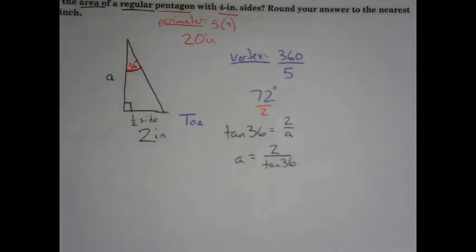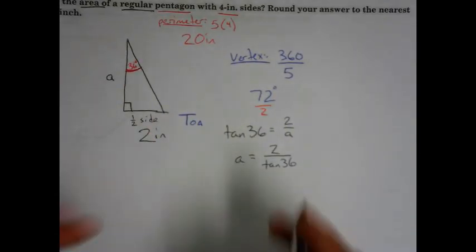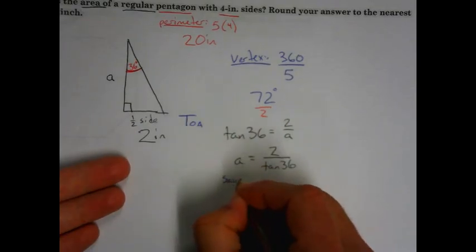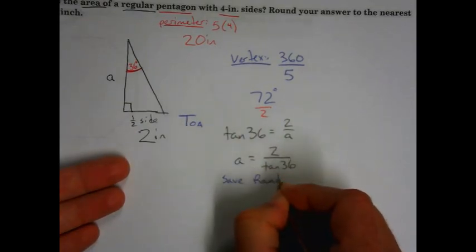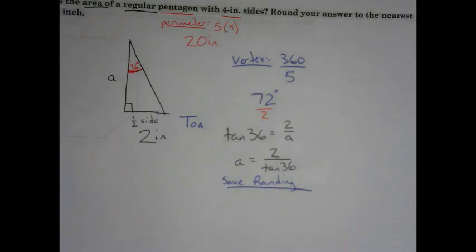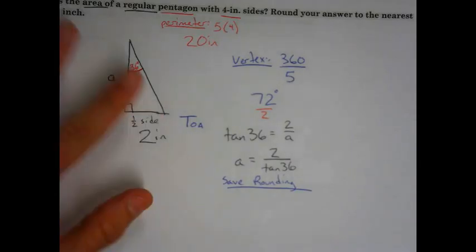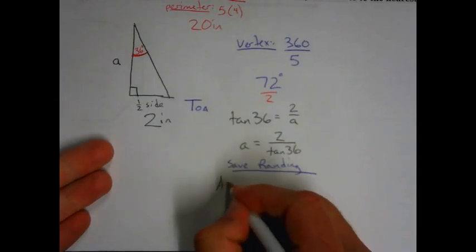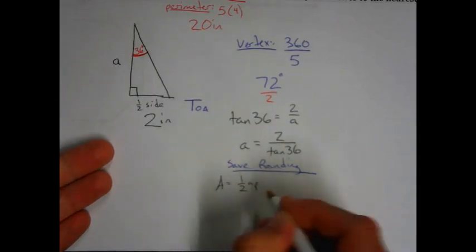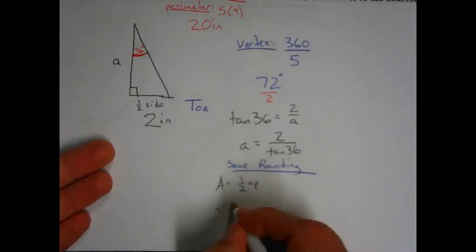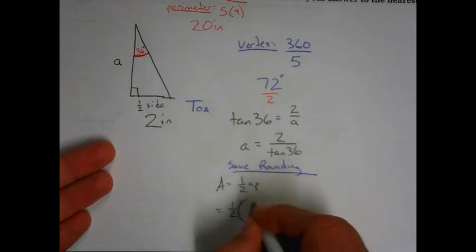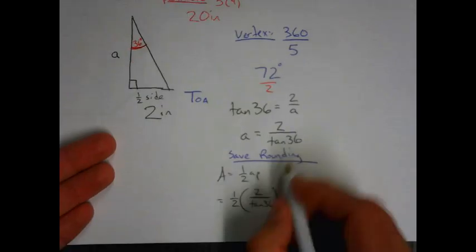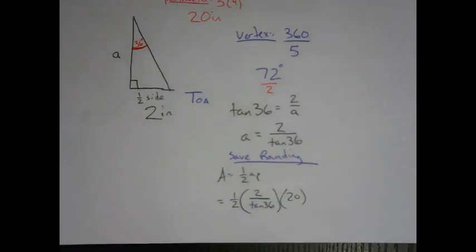And remember, we're saving rounding for last. Okay, save rounding for the end. So we're going to save rounding until the very end. Okay, so make sure we remember that's what's happening. So we go back to the area, which is found by 1/2 of the apothem times the perimeter. We already found the perimeter. So it's 1/2 of the apothem, 2 over the tangent of 36, times the perimeter. Remember, we found the perimeter of 20.